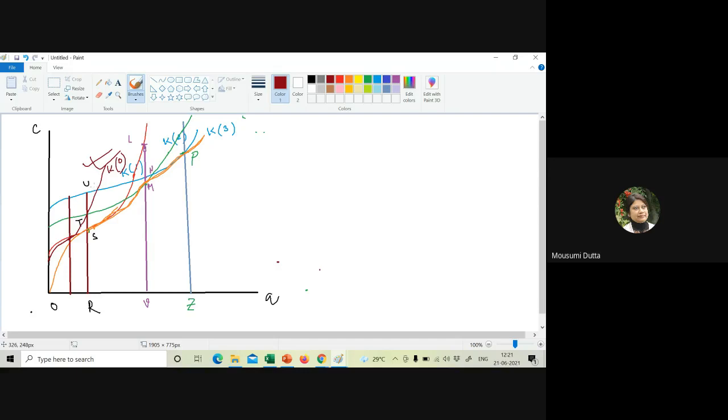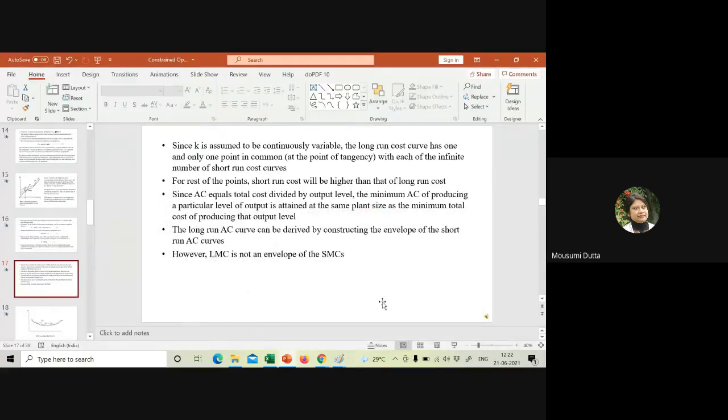For the rest of the points, the cost will vary, because for every level of output there is a different plant size which is optimum. A particular plant size will not be optimum for two different levels of output. Remember that in the long run, K is continuously variable. So we can generate an infinite number of short run cost curves indicating the size of the plant.